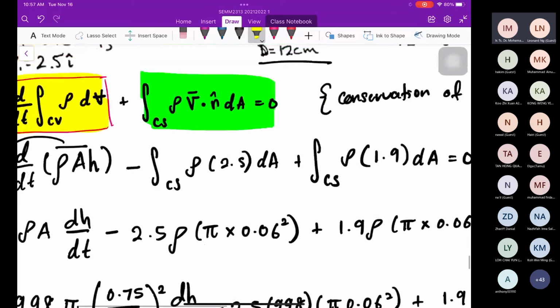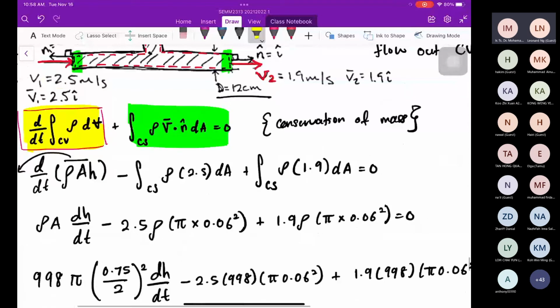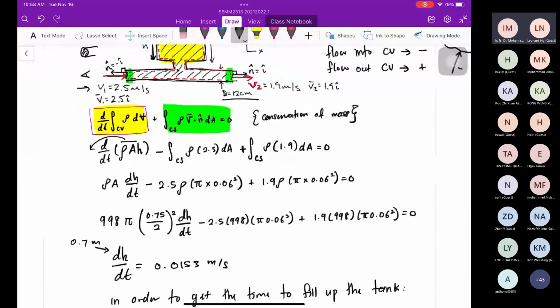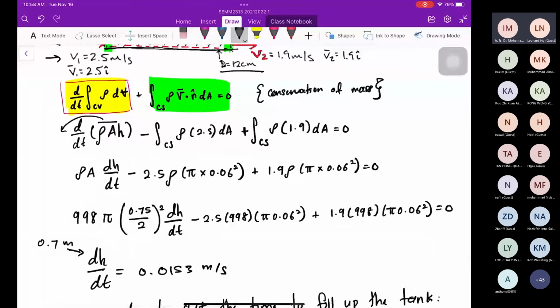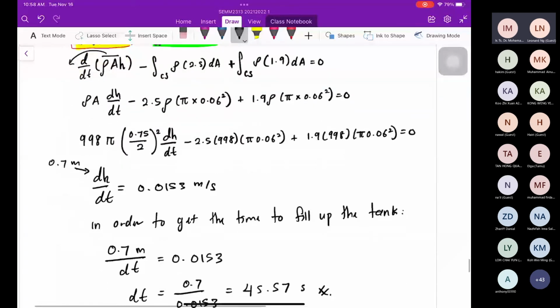So put negative rho, velocity perpendicular to the area, 2.5, plus the velocity out of the control volume, density 1.9, density multiply with velocity 2, 1.9 multiply with the cross-sectional area. After that, substitute the value of density of water. I think this density you can remove because it is the same density. You can simplify further. And then you will get the rate dH over dt.